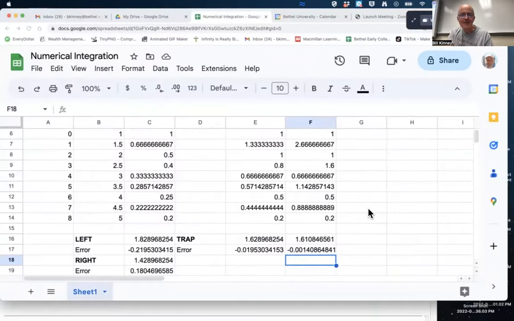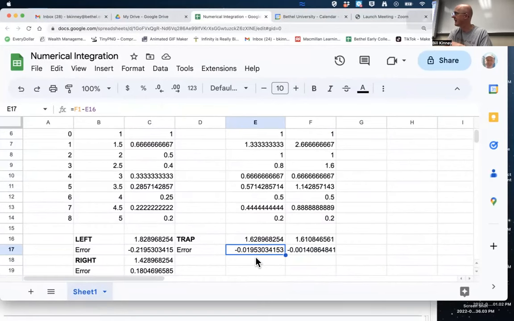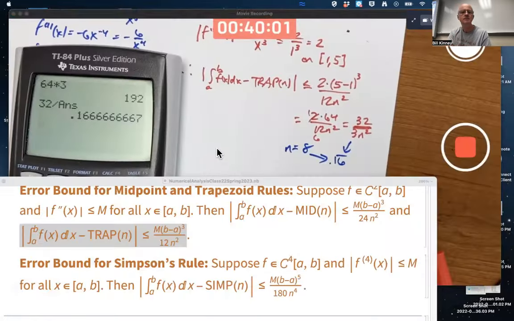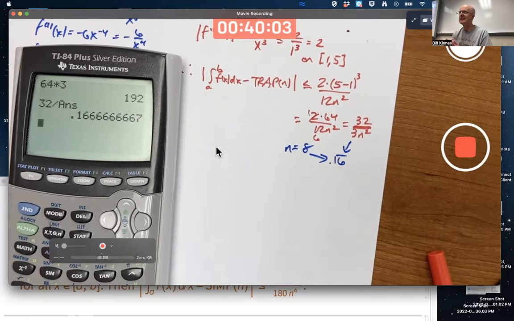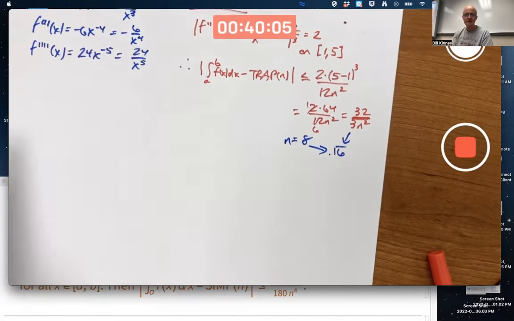Is that what we saw? We saw an error that was much smaller in absolute value, actually. Just a guaranteed upper bound. The actual absolute error could be much smaller. But the theorem gives a guarantee. What about Simpson's?